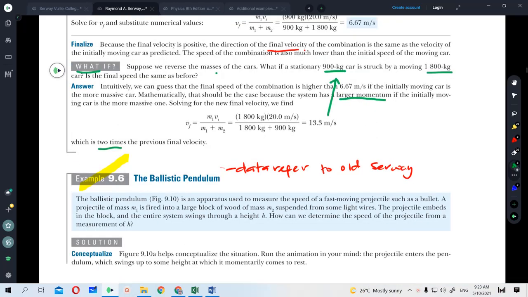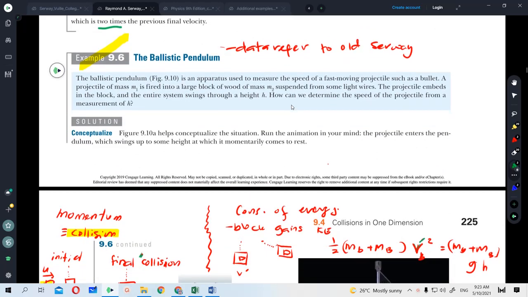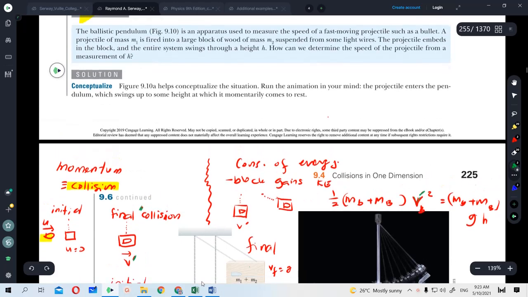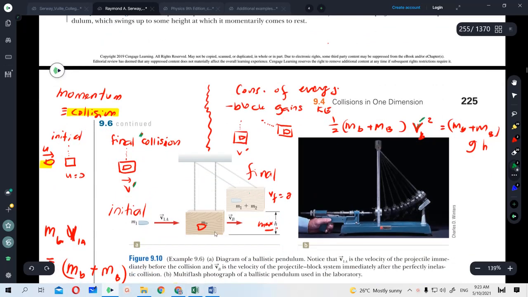Now, in example 9.6, with the title Ballistic Pendulum, we are going to see a scenario whereby a bullet is supposed to hit or make contact with a pendulum. This pendulum will therefore acquire kinetic energy and then swing. You will find the scenario involves 2 situations.